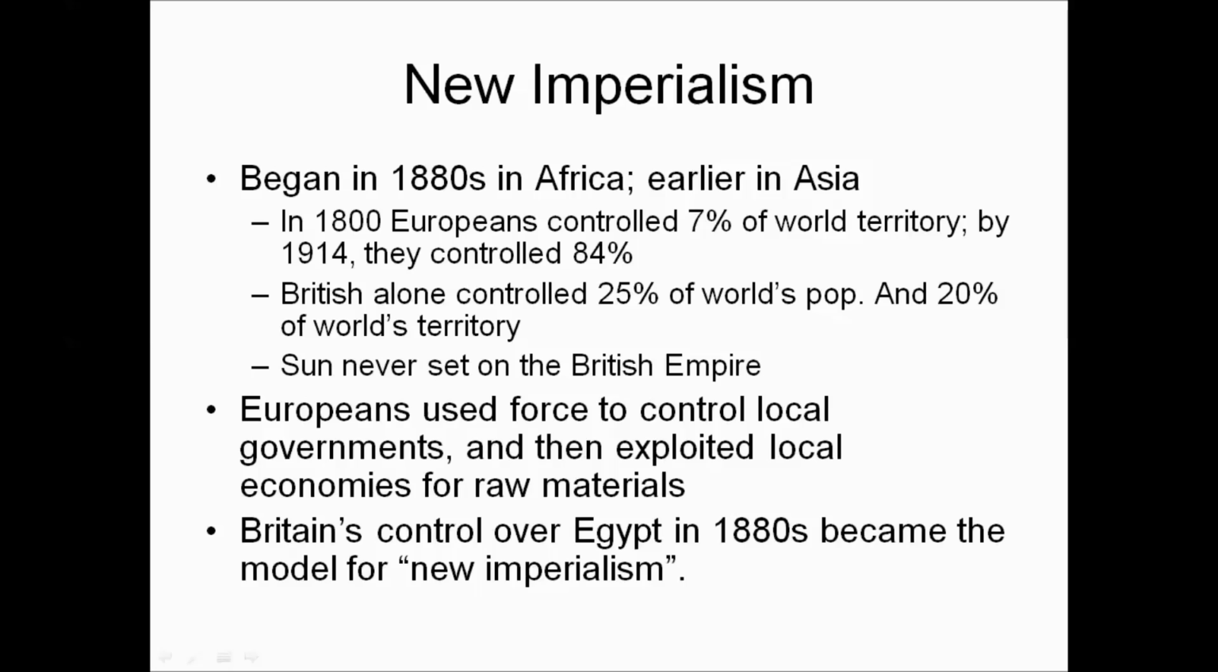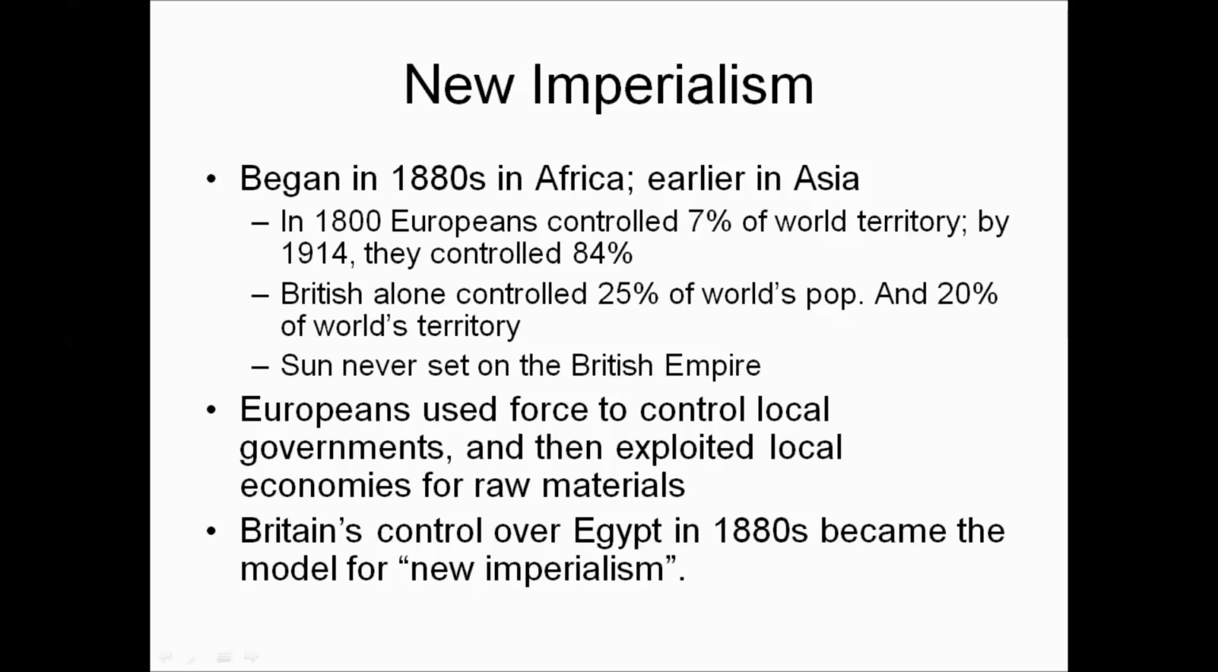So huge change. Britain alone is going to control 25% of the world's population and 20% of the actual world's territory or land. Queen Victoria, when she is ruling during this time period, is said to have said that the sun never set on the British Empire because there was always a colony where the sun was up. Europeans used force to control their local governments and then exploited the local economies for whatever raw materials they might have.